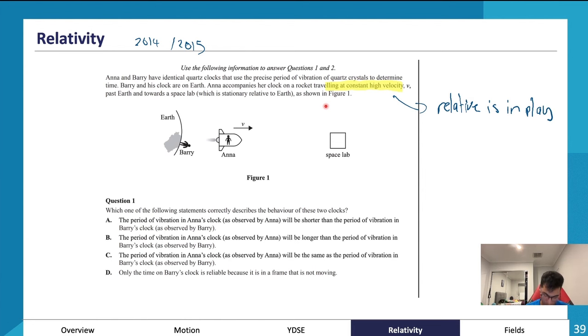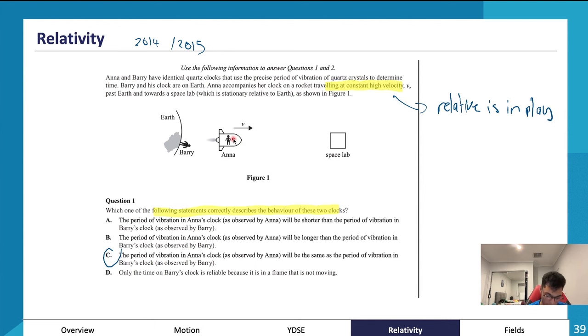So this question is asking which of these correctly identifies the behavior of the two clocks. What's happening is this person, Barry, has a clock on Earth, and this person, Anna, also has a clock in the spaceship. Relative to each other, both of these clocks are going to be ticking at the same rate, because Barry has his own clock and Anna has her own clock.